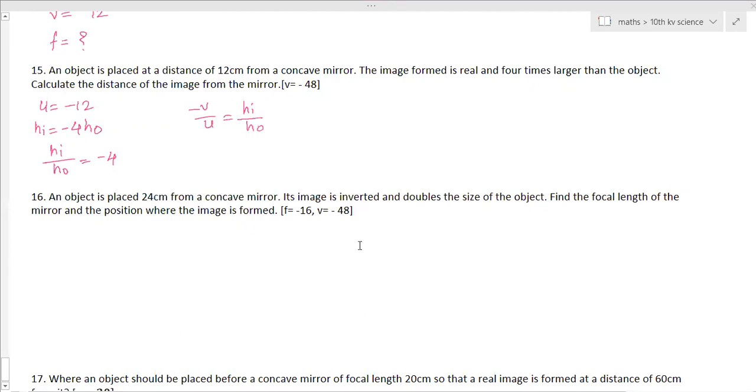Abhijit got the answer. Abhijit, have you got the answer?